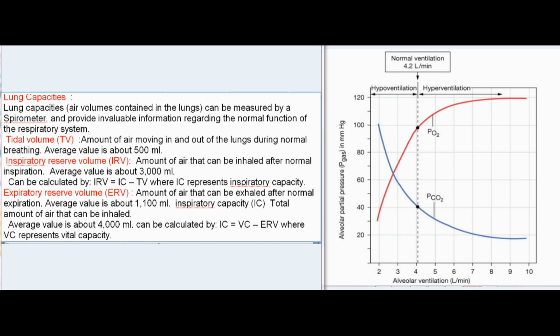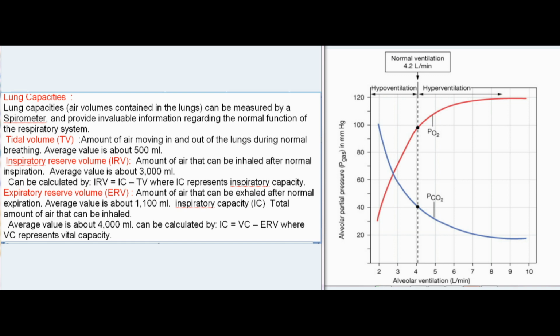Expiratory reserve volume, ERV, the amount of air that can be exhaled after normal expiration. Average value is about 1100 milliliters. Inspiratory capacity, IC, the total amount of air that can be inhaled. Average value is about 4000 milliliters.